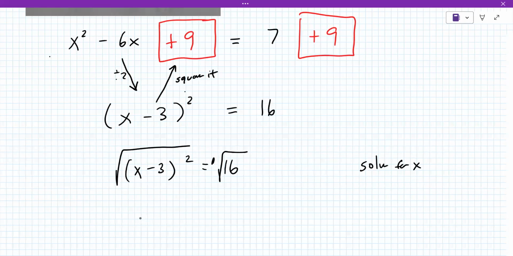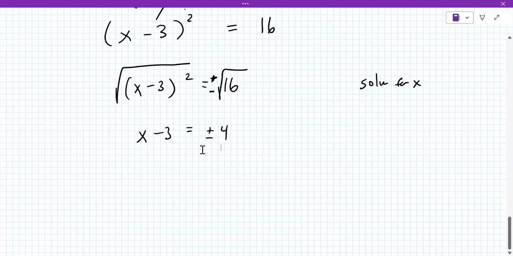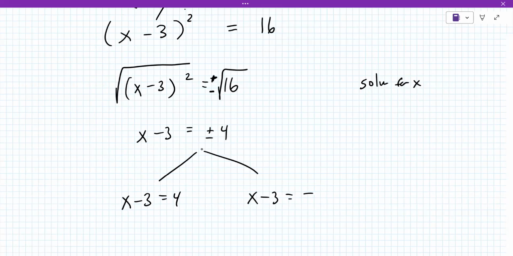But when you take a square root, it's plus or minus. So this becomes x minus 3 equals plus or minus 4. Square root of 16 is 4. Now there's two situations here: x minus 3 equals 4, and x minus 3 equals -4.